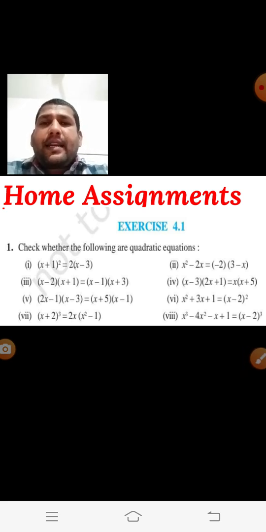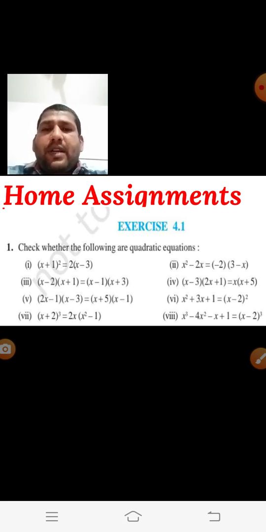Then here we have some questions from exercise 4.1, and this you have to do. Question number first, 2 parts I have done, and rest of the parts you have to do. Solve these equations first and observe the degree. If you are getting the degree 2, it means that yes, it is a quadratic equation. Otherwise it is not a quadratic equation.